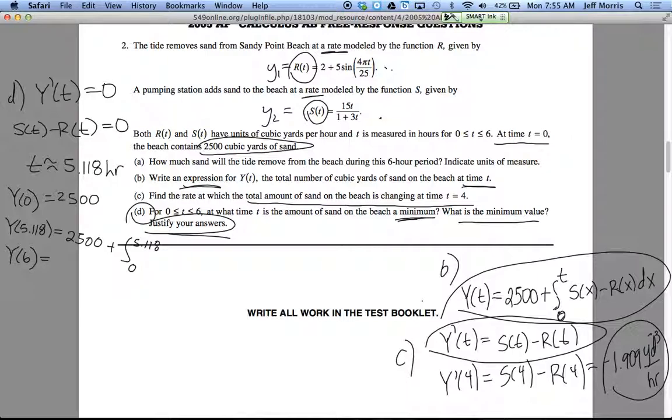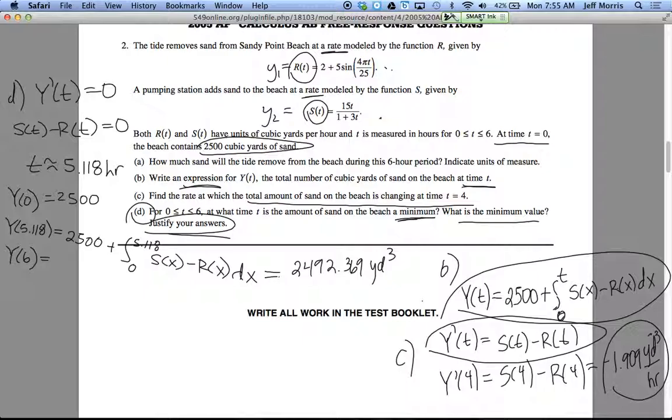Come on, help me. Of what? S of x minus r of x dx. I believe you have S of x minus r of x in your calculator. Y3, it's going to be your Y3. Give me an answer. 2,492.3. That's right. 2,492 point what? 369. And that's cubic yards.